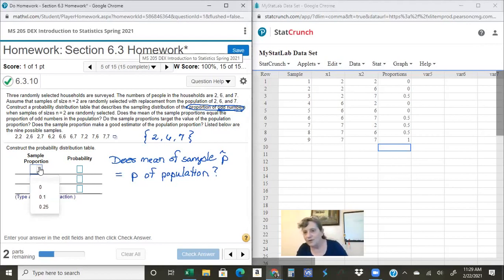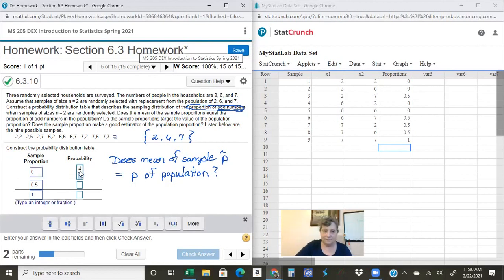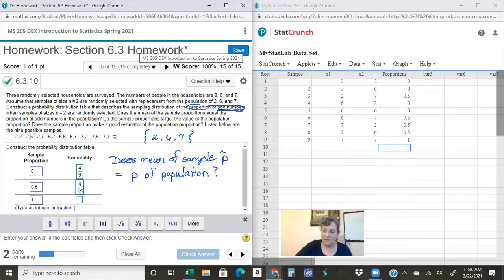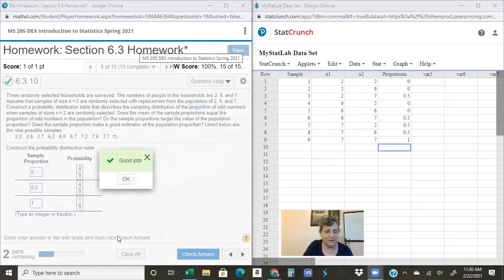So my proportions are either 0, 50%, or 1. So 0, 0.5, and 1 are the possible proportions here. The probability of having 0%, I've got 1, 2, 3, 4 out of 9. 50%, there's 1, 2, 3, 4 out of 9. 100%, 1 is 1 out of 9.